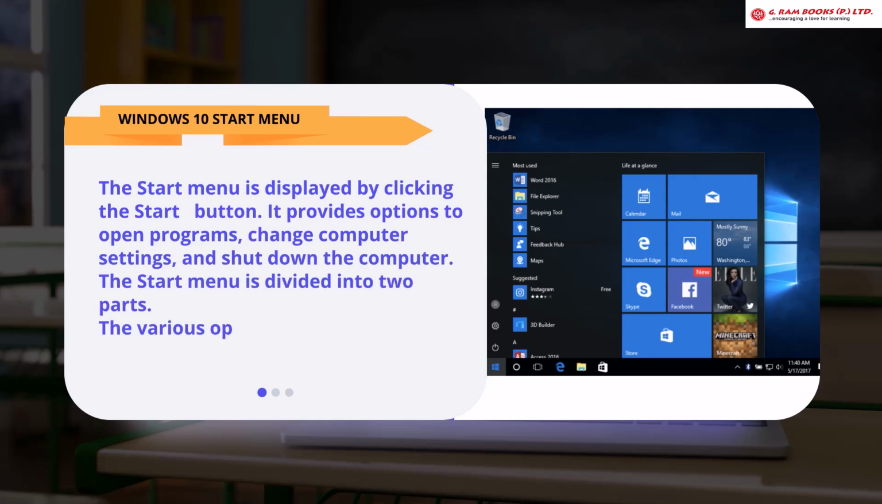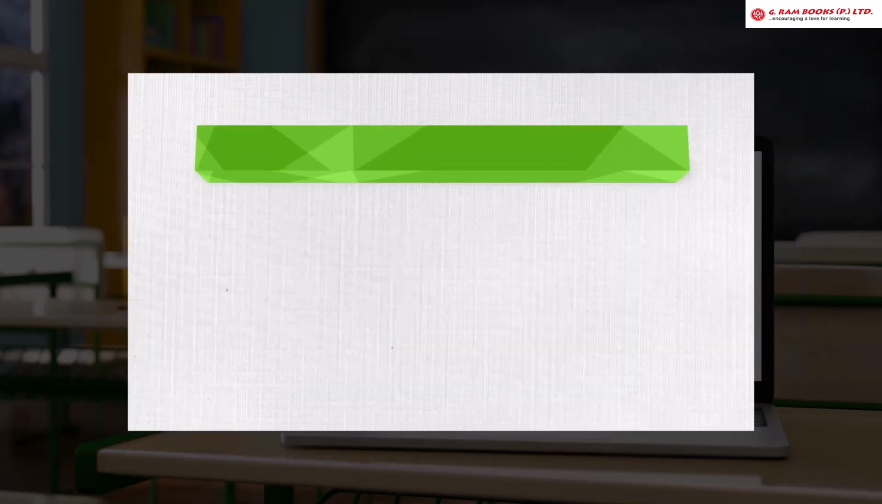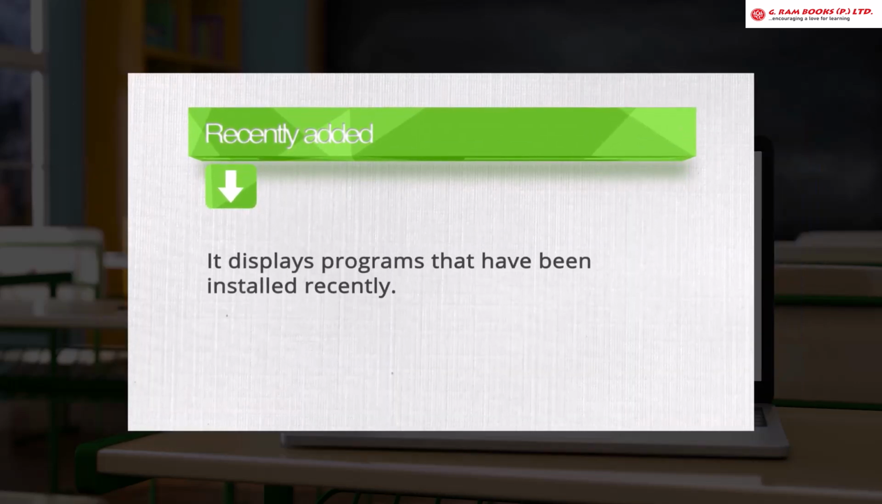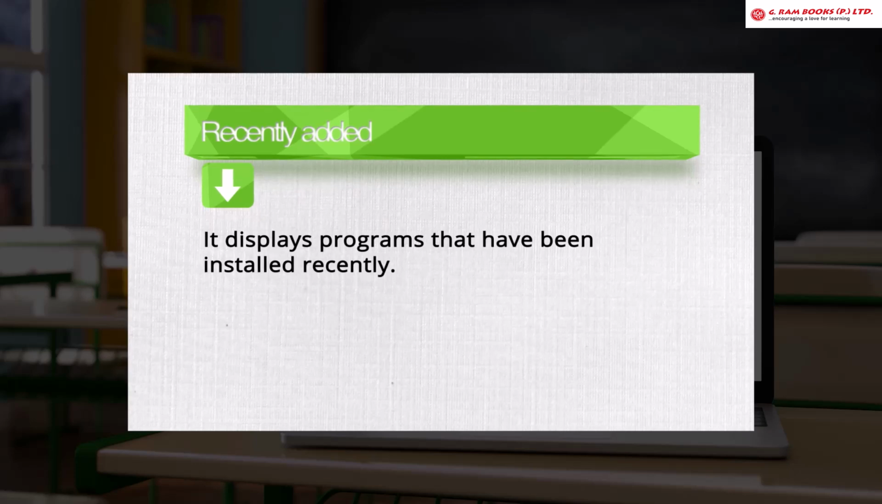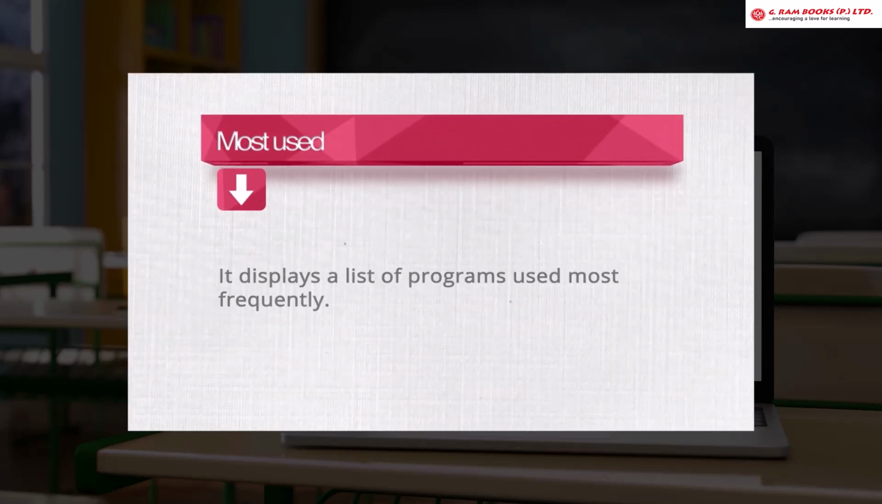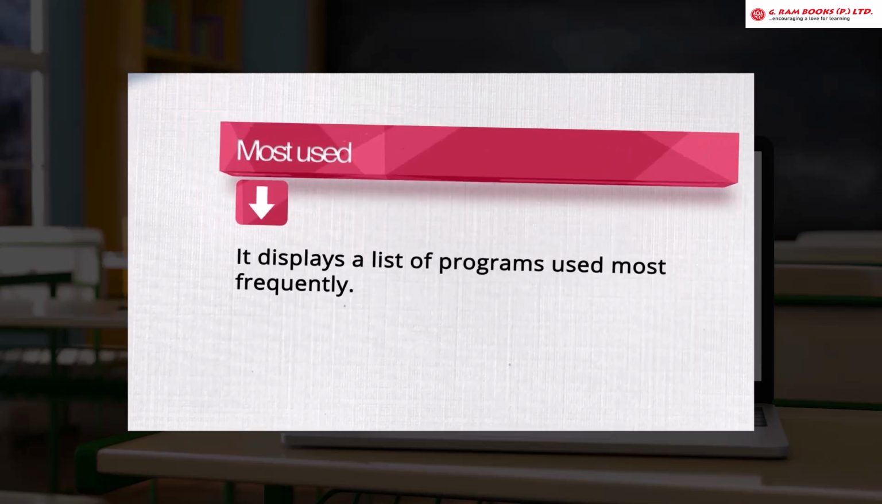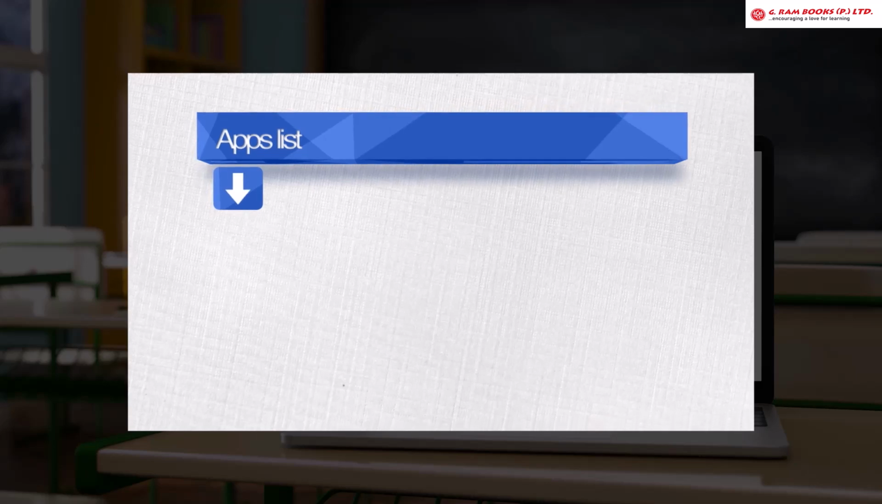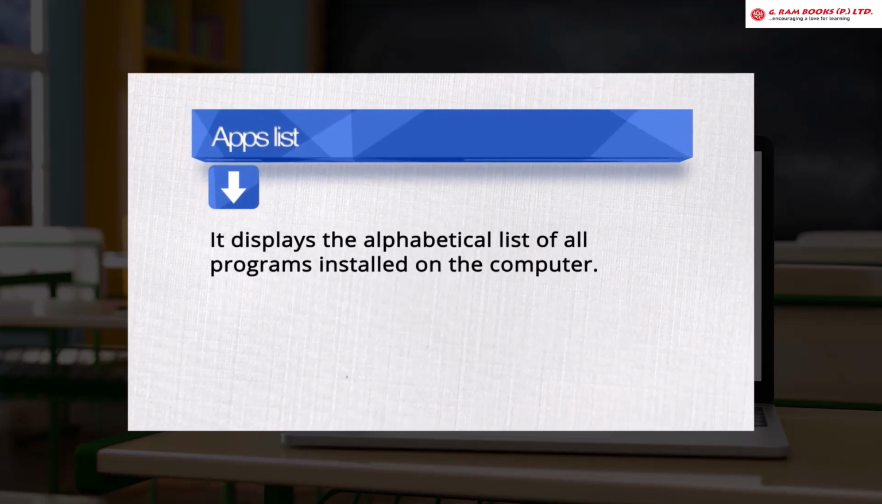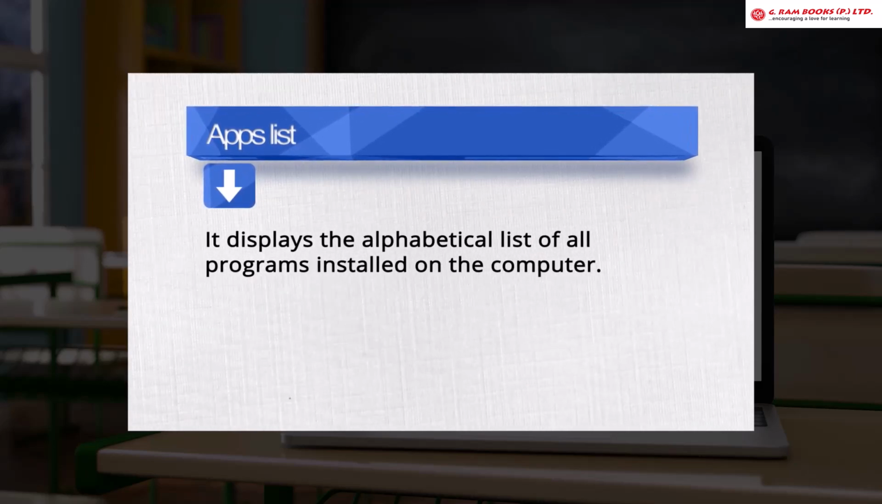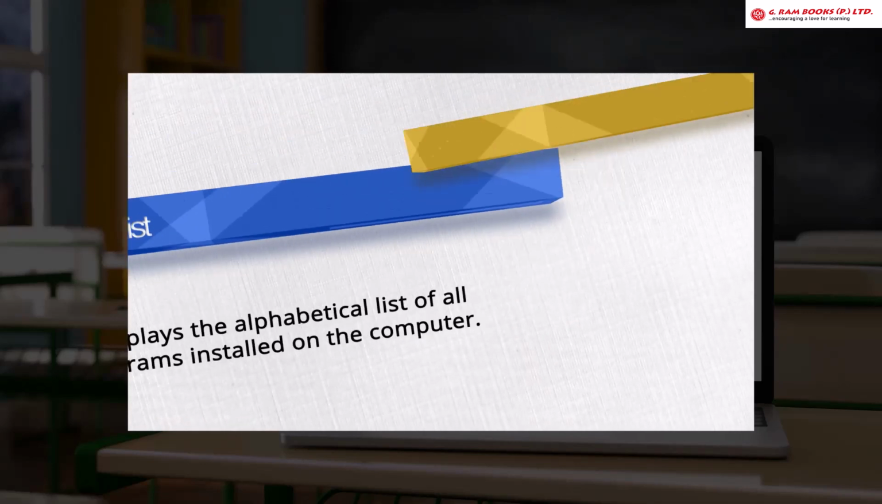The various options available on the left side of the Start menu are Recently added. It displays programs that have been installed recently. Most used. It displays a list of programs used most frequently. Apps list. It displays the alphabetical list of all programs installed on the computer.